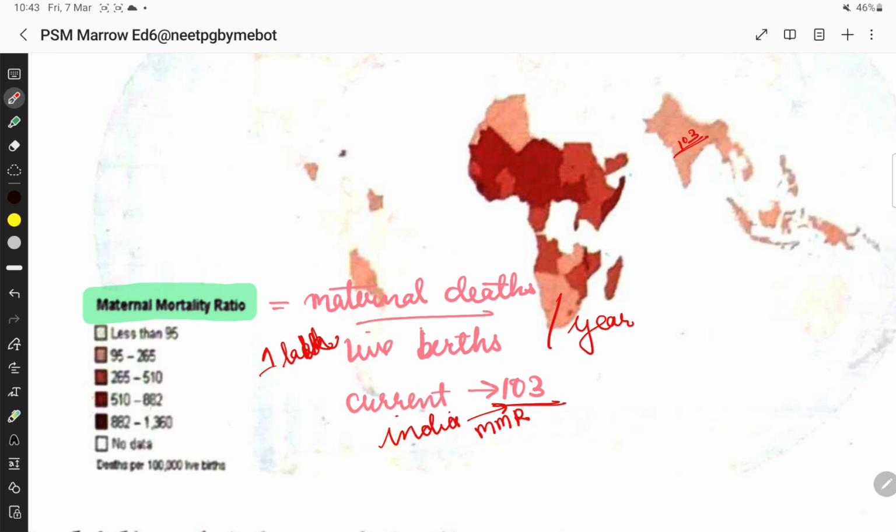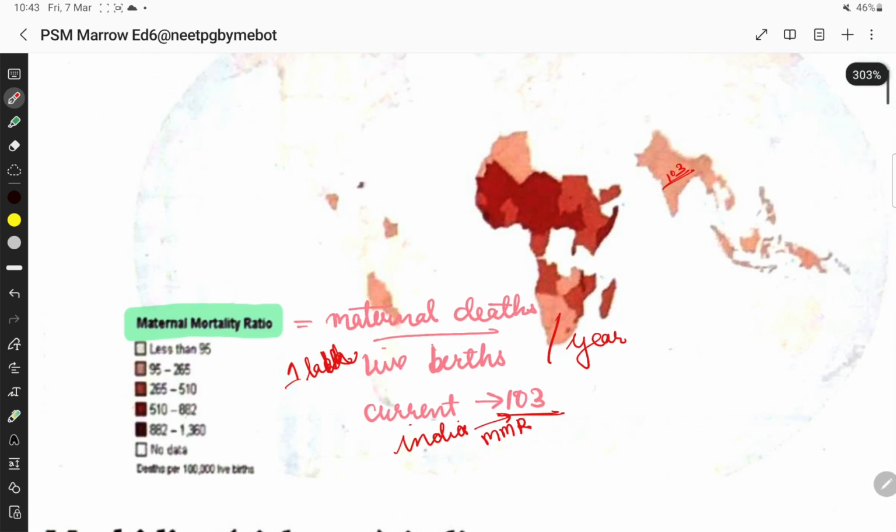So this is about the mortality indicators.